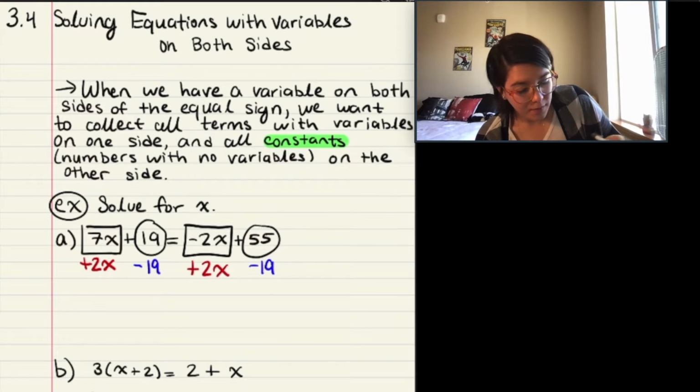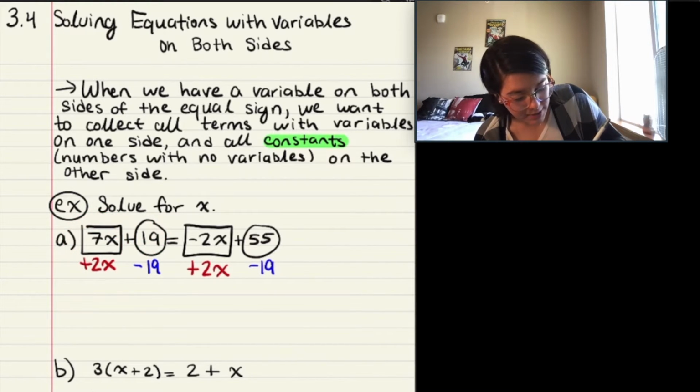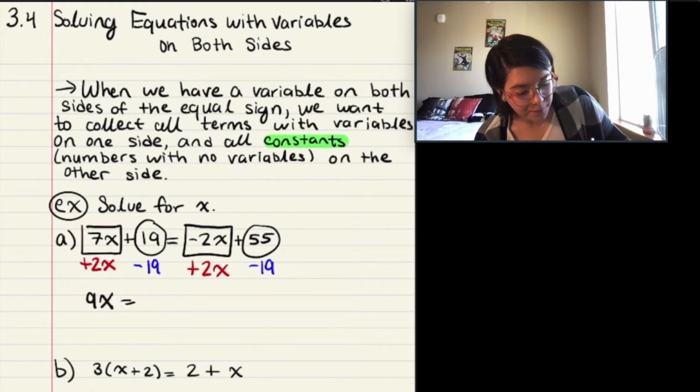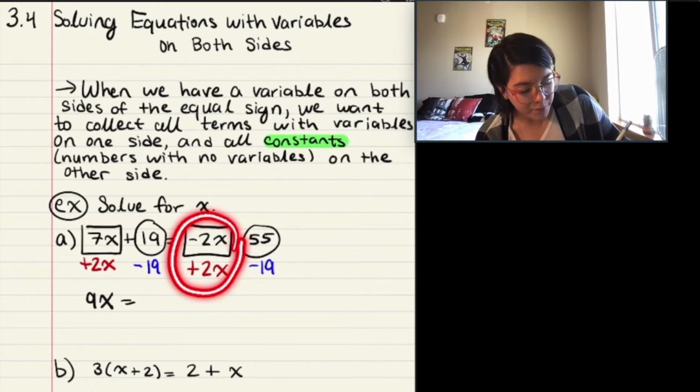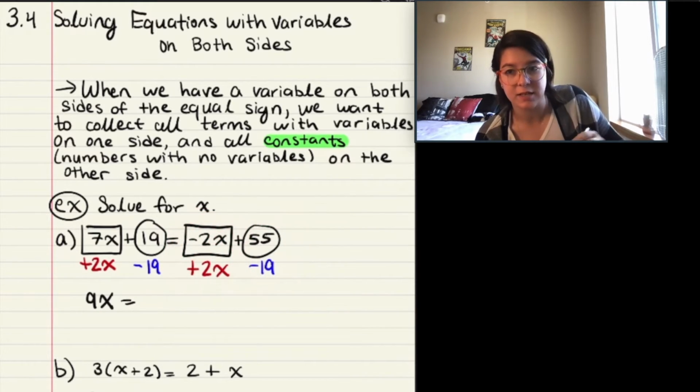So on the left, our 19s cancel, and we're just left with 7x plus 2x. So we'll add those together. 7x plus 2x is going to be 9x. Again, our 19s cancel. On the right, our 2's cancel since we have a minus 2 and a plus 2. So those go away. And so we're just left with 55 minus 19, which gives us 36.